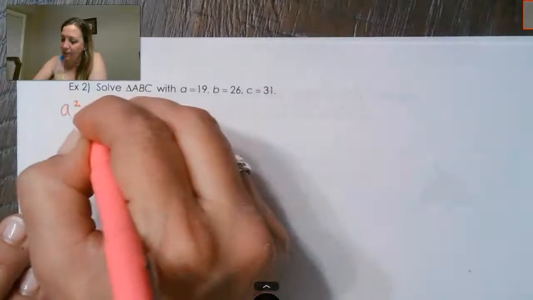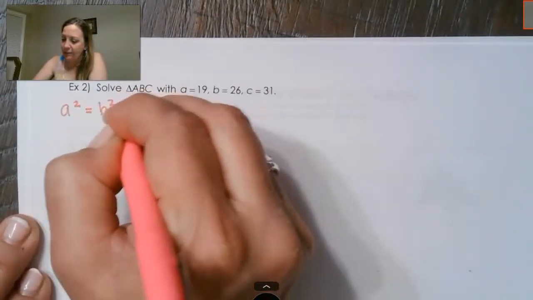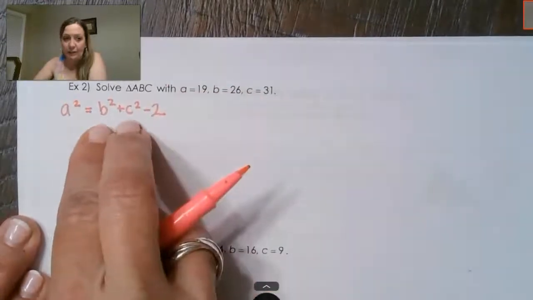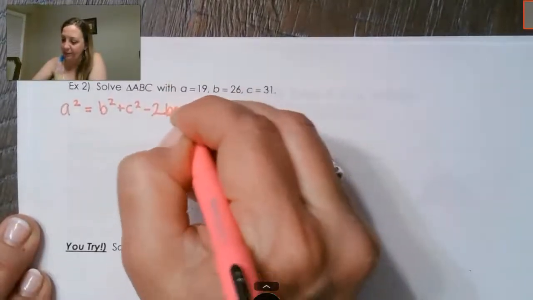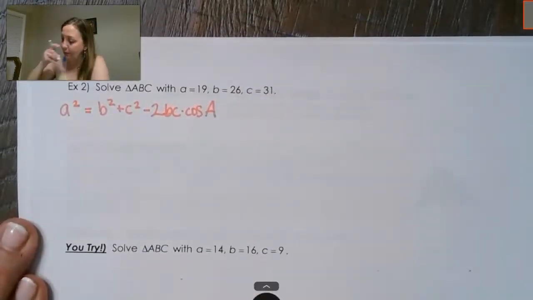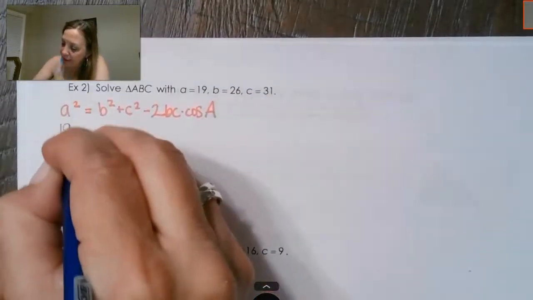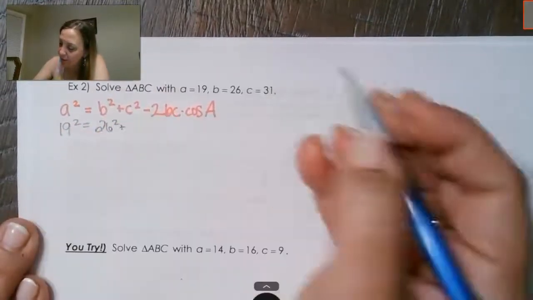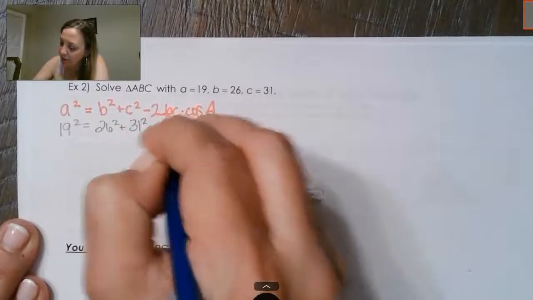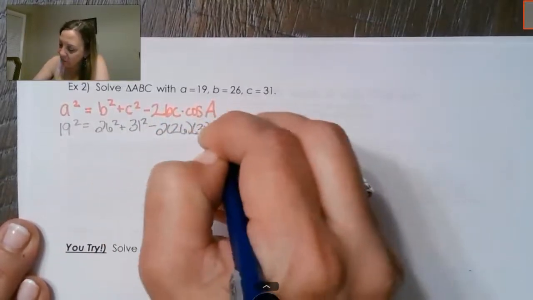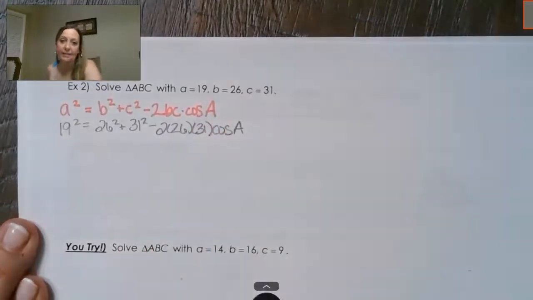So I'll say a squared equals b squared plus c squared minus 2 times the two sides on this side, bc, times the cosine of A. And then I'll just put everything in. So 19 squared equals 26 squared plus 31 squared minus 2 times 26 times 31 times the cosine of A.